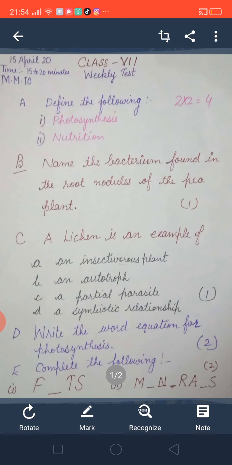Now next, B part. Name the bacterium found in the root nodules of the pea plant. Pea plant is a leguminous plant. It means you have to write down the name of the bacteria which live in the root nodules of leguminous plants. And the name of the bacteria is Rhizobium.